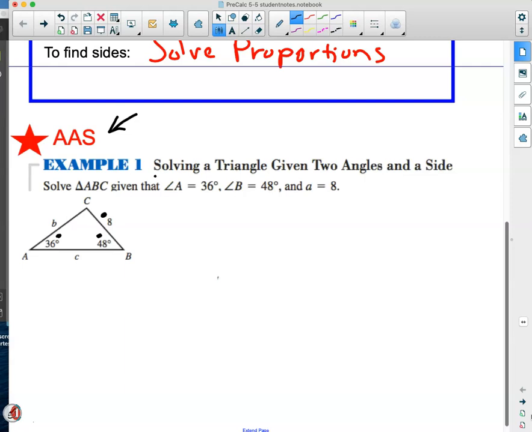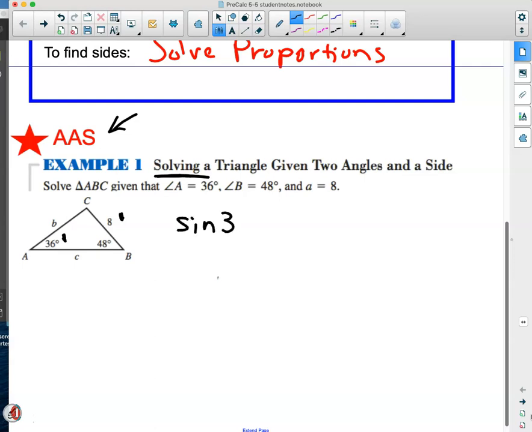Now, the next thing I see is solving. Solving means we're going to find all three sides and all three angles. The good news is they gave us some to start. I start thinking about the law of sines and how I have to have an angle and a side opposite it to set up one fraction. Well, that would be this one right here. This is the angle, and this is the side opposite.